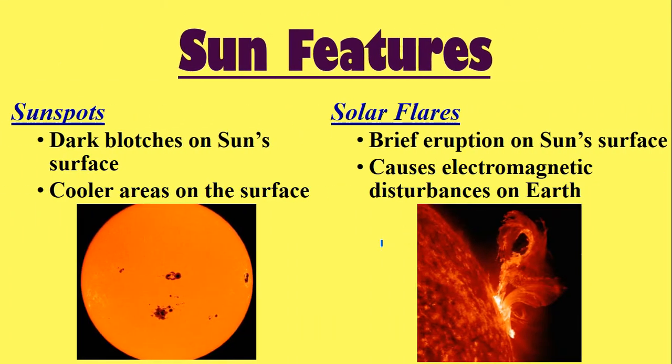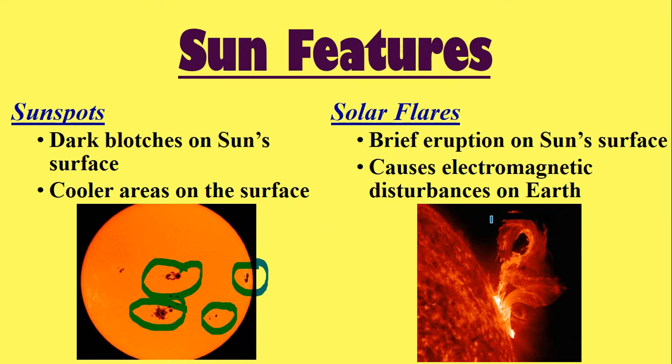Now, the Sun does have some features to it. You've got the sunspots. Those are the dark areas on the Sun. There are dark blotches on the Sun, and they're actually cool areas. Cool in a sense. They're still really hot. If you were in them, you would die because you would just burn up. But they're cooler than their surrounding areas.